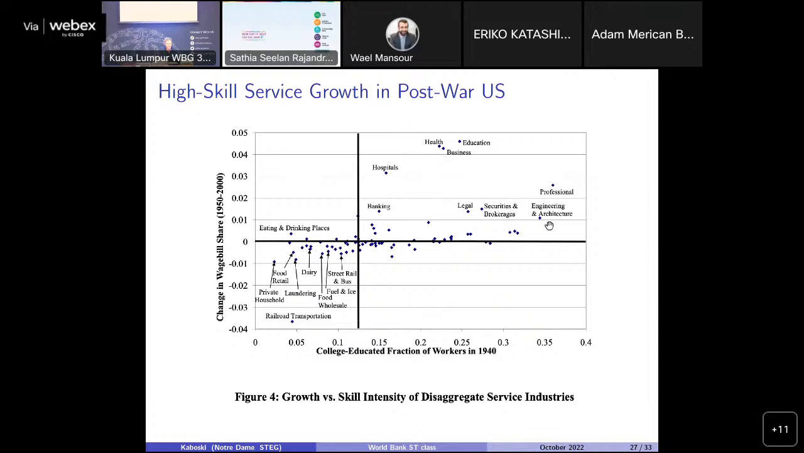These are all high skill services: health, business, education, hospitals, banking, legal, securities and brokerage, engineering and architecture, other professional services. The declining services, which don't decline by a lot, are all kind of low skill services, and they tend to be services where there's a home production substitute. The one low skill service that does grow is eating and drinking places. So this is where McJobs shows up. But McJobs is small compared to health and business and education and hospitals and professional services, et cetera.